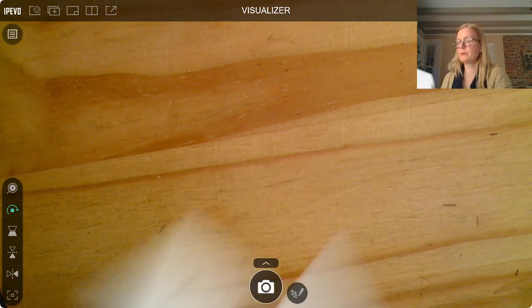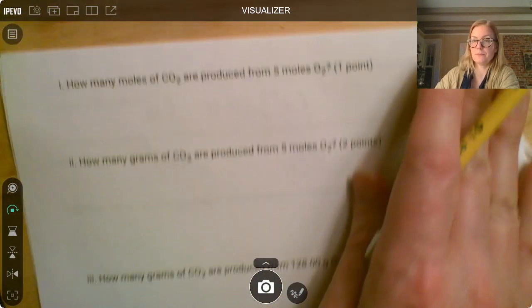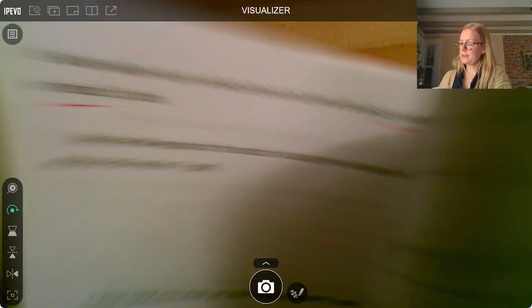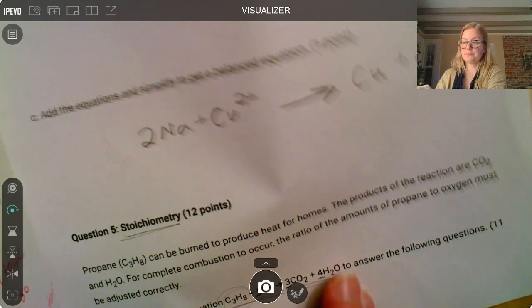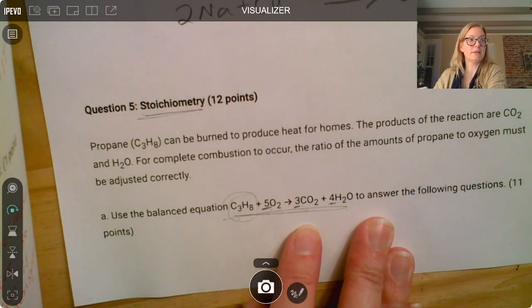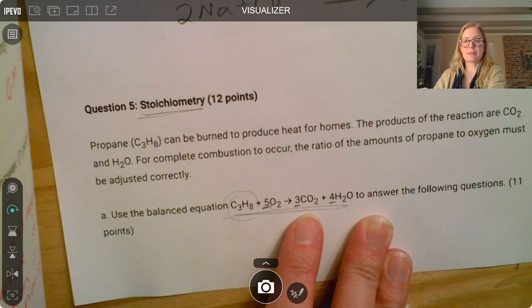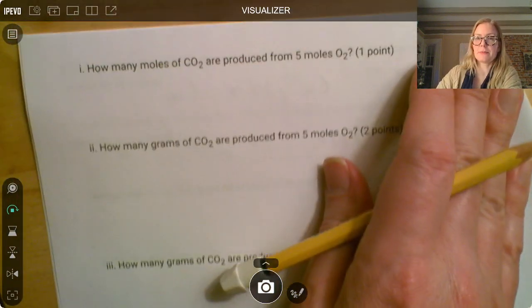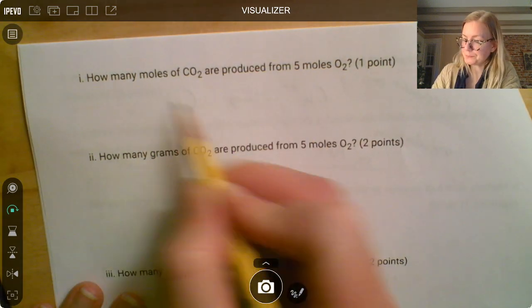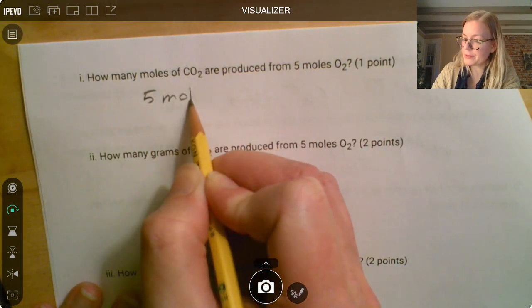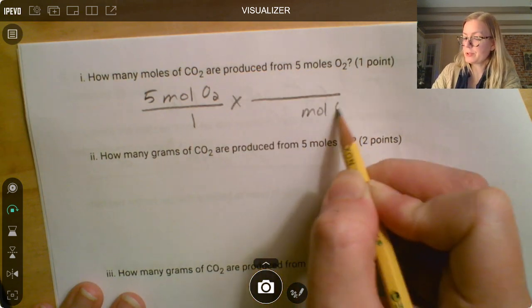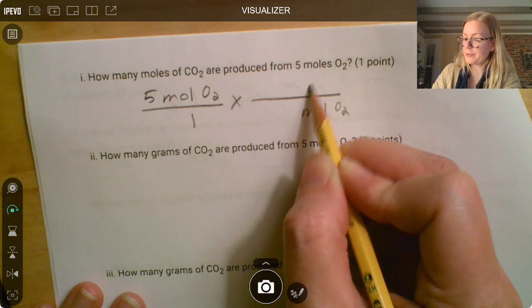So what it says in the first question is how many moles of CO2 are produced from 5 moles of O2, okay? So it's kind of obvious on the front that from 5 moles of O2, you get 3 moles of CO2. It's kind of obvious, but I'm going to show you how I would do it mathematically if it wasn't that obvious, okay? So we would set up a little dimensional analysis problem. We start with 5 moles of O2, we put it over 1, throw moles of O2 under the bus, okay, and we want to get to moles of CO2.